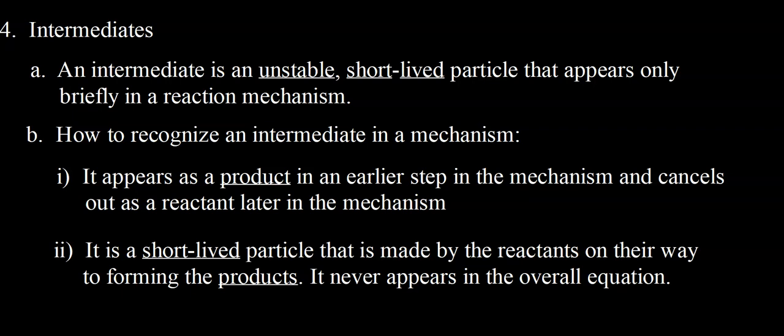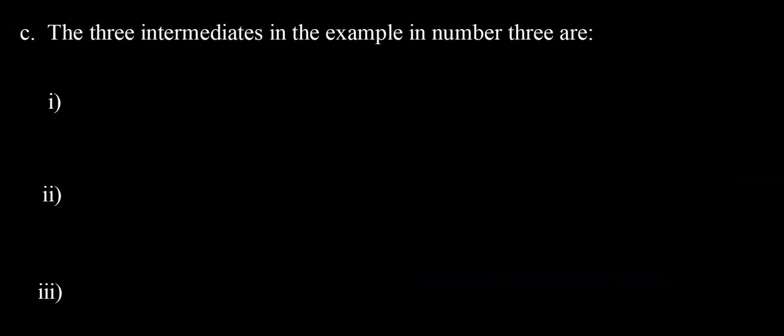It is a short-lived particle that is made by the reactants on their way to forming the products. It, meaning this intermediate, never appears in the overall equation. It cancels out. So it's never shown. So going back to our mechanism, there are three intermediates.